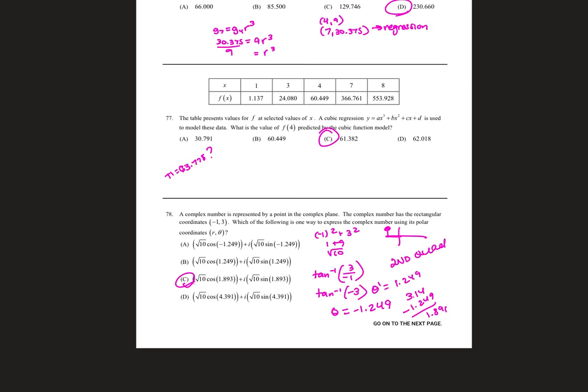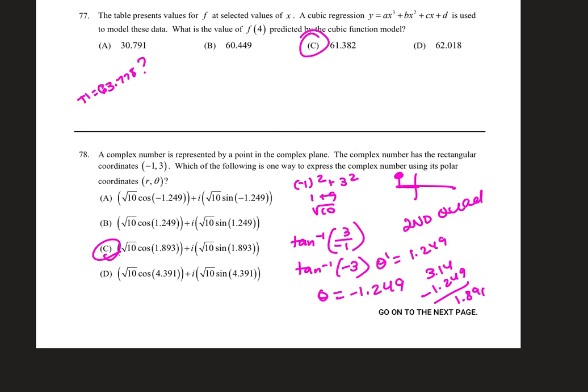Number 78 said the complex number is represented by a point in the complex plane. The complex number has rectangular coordinates -1, 3. Which of the following is one way to express the complex number using its polar coordinates? First of all, the r was the same on all of them, so I could skip that part, but r is equal to the square root of (-1)² plus 3², and that would have been root 10. If any of that was different, okay?